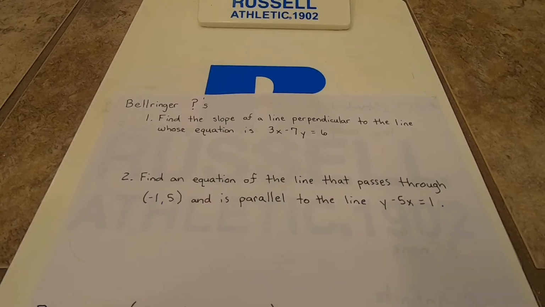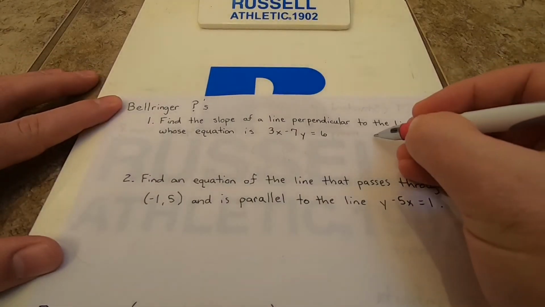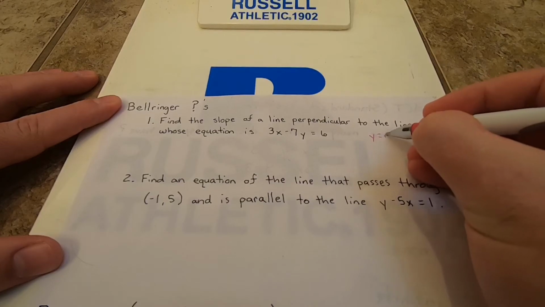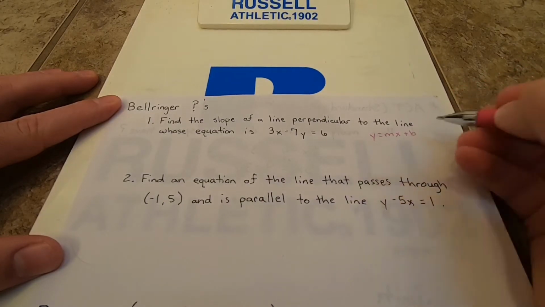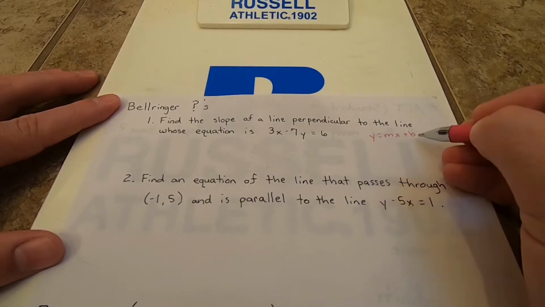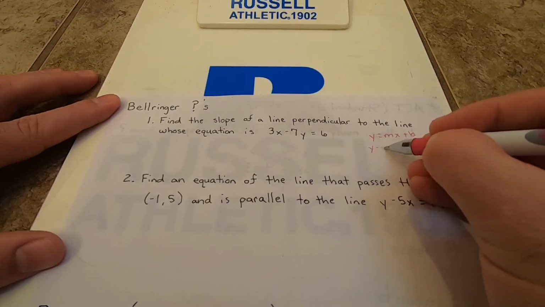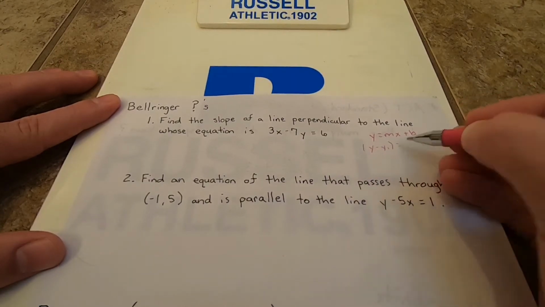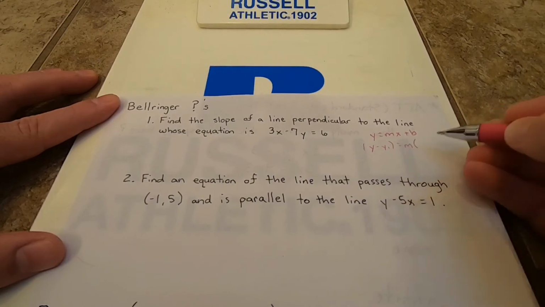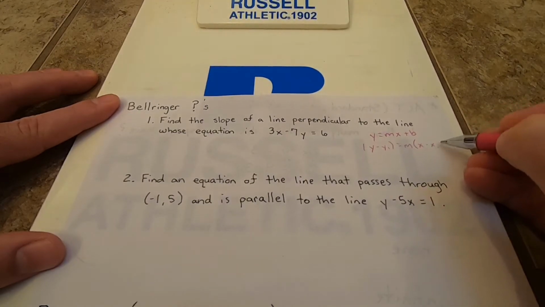The first one asks, find the slope of a line perpendicular to the line whose equation is 3x minus 7y is equal to 6. If you remember, we've been talking about two different forms. You have slope-intercept form, y is equal to mx plus b, where m is our slope and b is our y-intercept. We also have the point slope form, which is y minus y1 set equal to our slope multiplied by x minus x1.